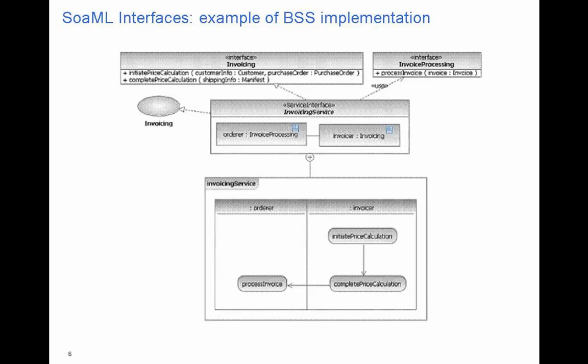So if you notice the composition of this invoicing service, which is one of the SoaML services, it basically consists of two types of interactions within itself. One is the orderer and one is the invoicer, so the person who orders stuff and the person who invoices that ordering entity. They are the composition of this service.